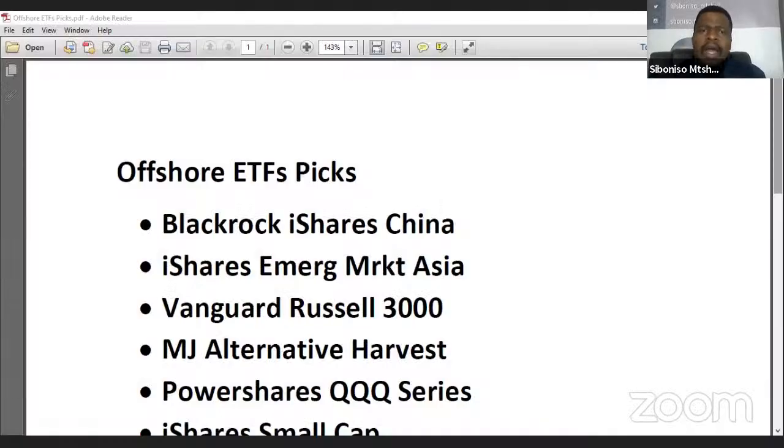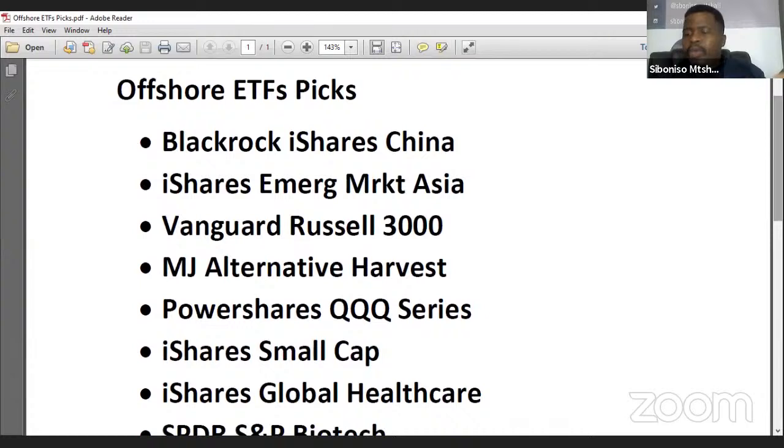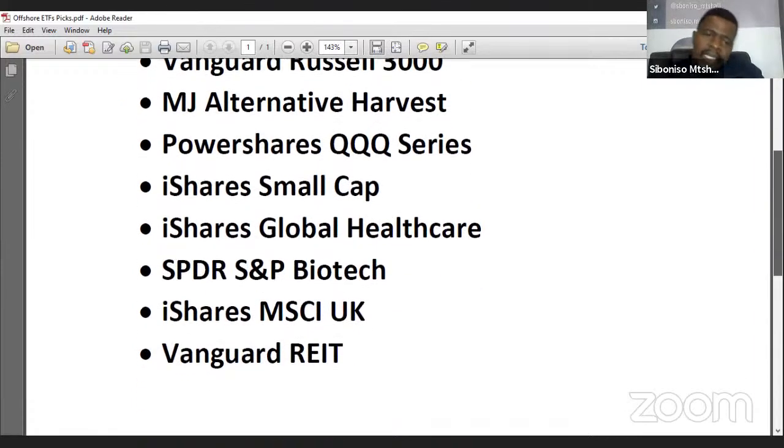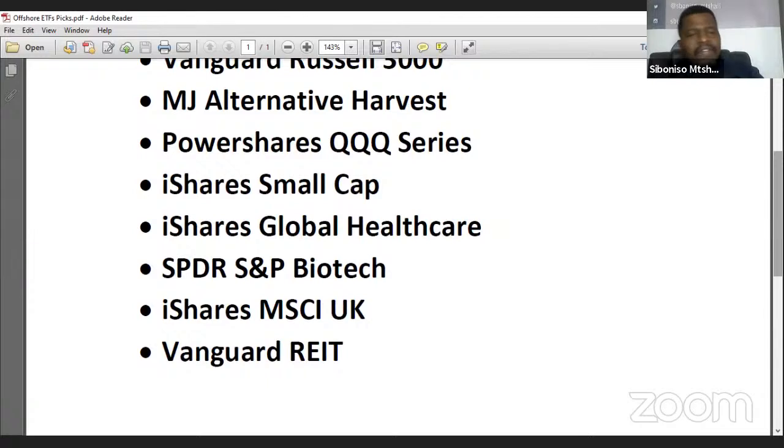And then the last one will be offshore ETFs, the global ETFs. All right, so those are the other beautiful ones that you can use to diversify your portfolio even further. The likes of iShares, BlackRock iShares China, PowerShares Triple Q series, that is the Nasdaq, small cap, and many others. As you can see, there are ETFs under Vanguard, SPDR, there's ARK Invest ETFs, there's a whole lot.